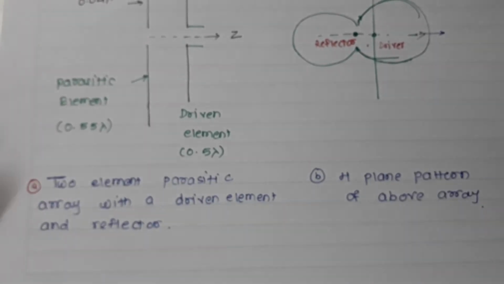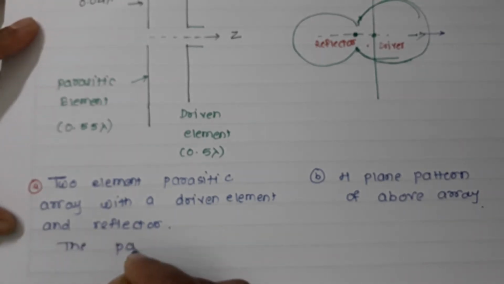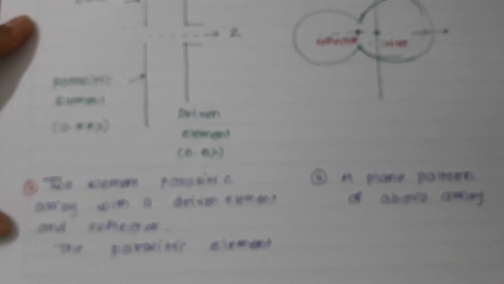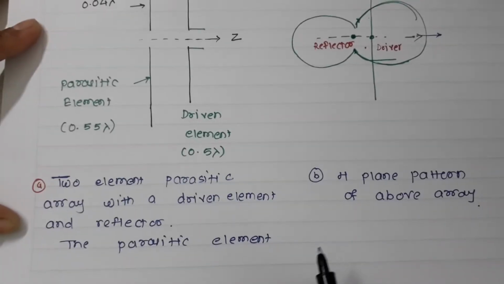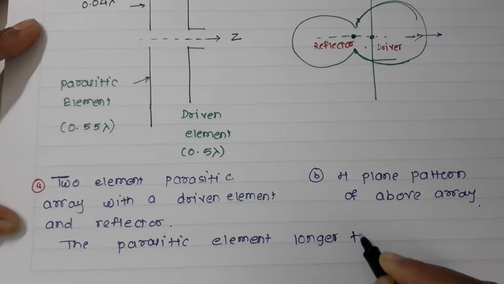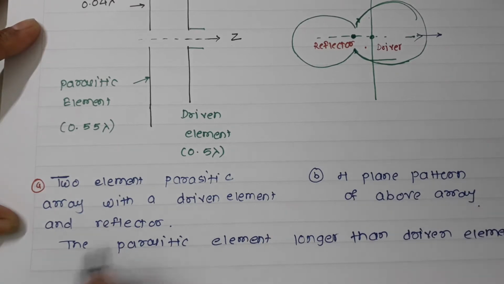You can say here the parasitic element longer than the driven element is called a reflector.